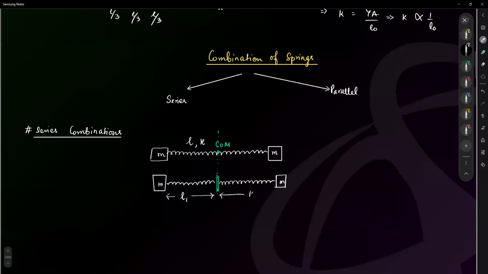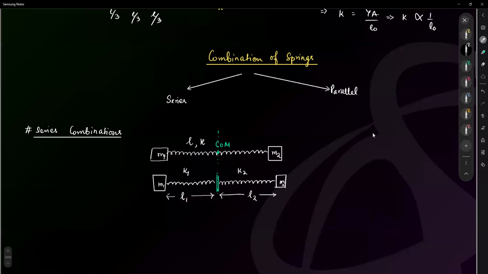and this one has a length of L2. Suppose this has K1 spring constant and this has K2 spring constant. I am not saying that L1 and L2 are the same. I'm considering them as different, because they might not be the same. Suppose one mass is bigger, so we should consider these as M1 and M2. If one mass is bigger, the center of mass will not be at the center of this entire system, we all know that.